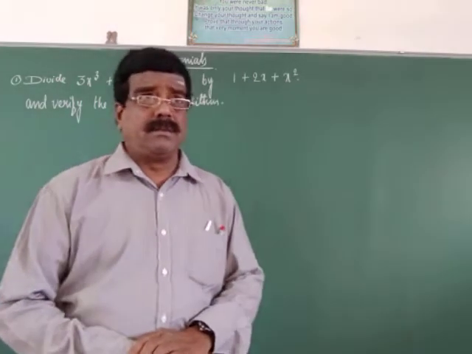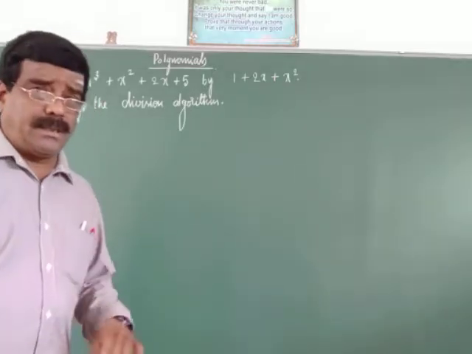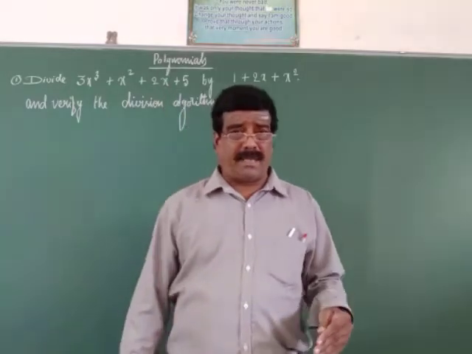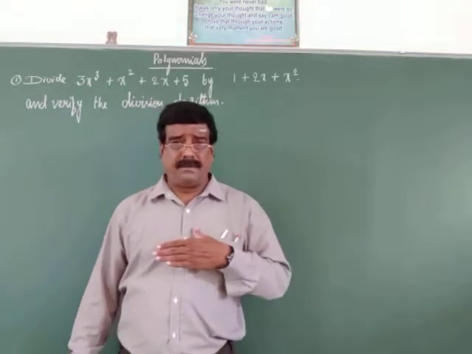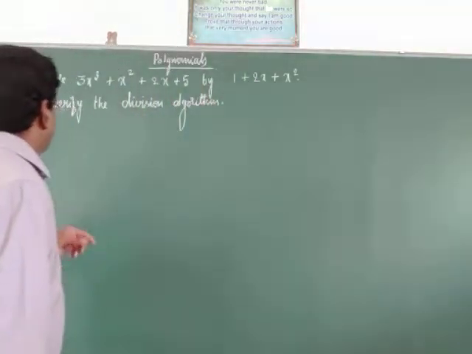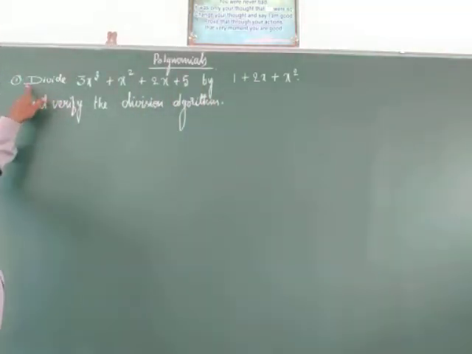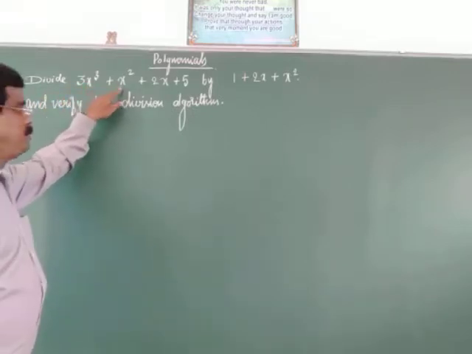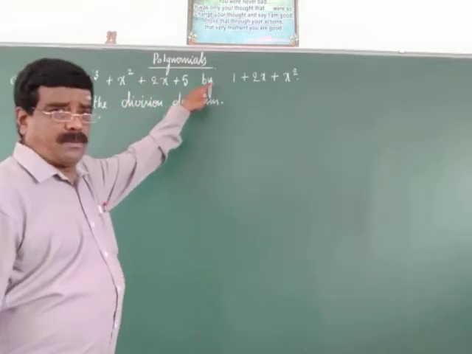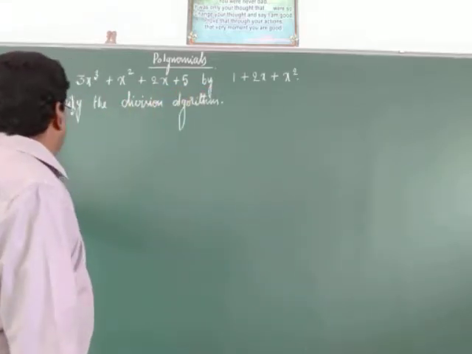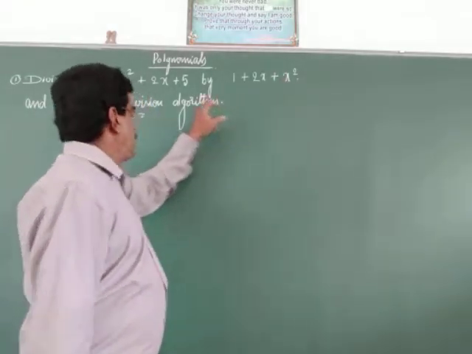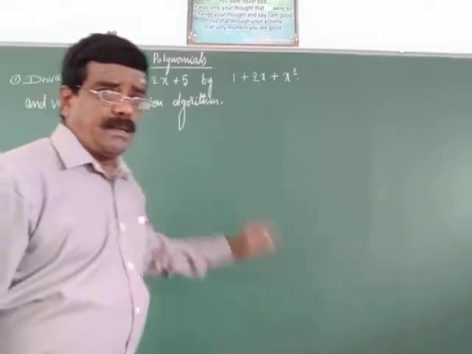I repeat, this is an important question, but not the question, the concept. Please practice your own sums as much as possible. This carries 3 marks in the examination. That is, divide 3x cube plus x square plus 2x plus 5 by 1 plus 2x plus x square and verify the division algorithm.